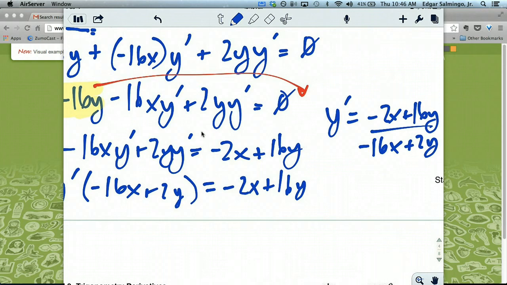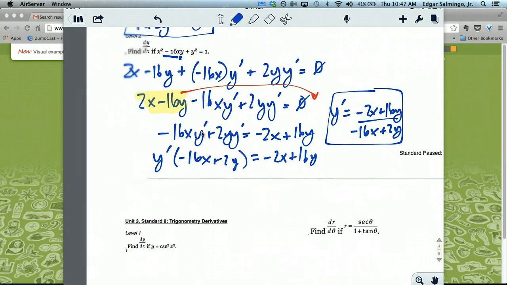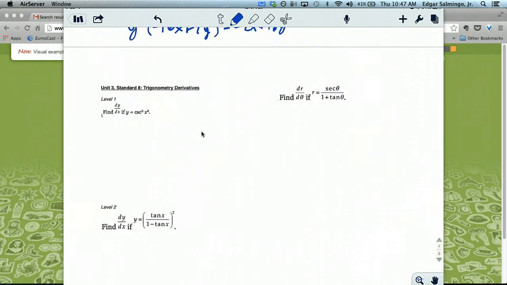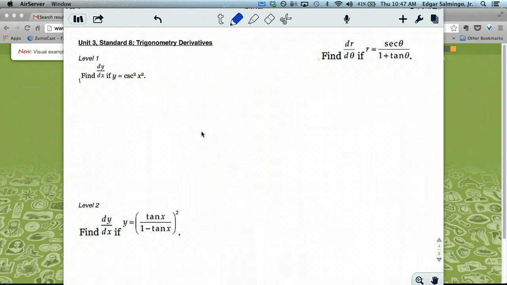Some of you factored out a 2, so you could simplify this into x plus 8y, but in any case, either one is correct answer. So that's how you do implicit differentiation. All you do is take the derivative, add a y prime every time you do a derivative of y, and then you'll get y prime by itself. That's implicit differentiation. Where a lot of people got stuck, trig derivatives. You're going to need to have a strong foundation and know and memorize all the rules for trig.